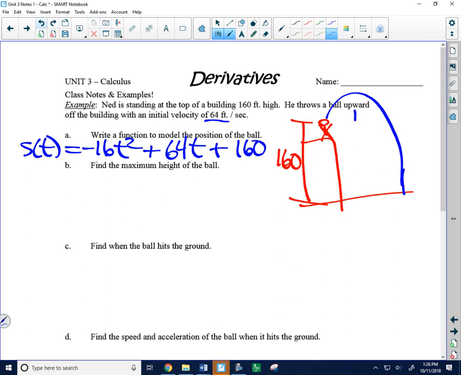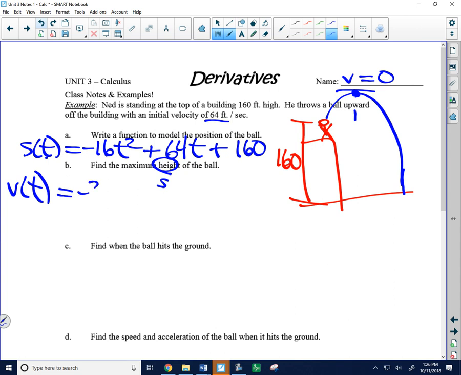I was going off the one from the last page. Well, B, find the maximum height. This one should look familiar. The other two look slightly different, but this one should look pretty similar. Maximum height is when the velocity is 0. So they're asking for height or position, but we have to work backwards. We need to get the velocity, find the time that the height is at its maximum, and then we can find the actual height.